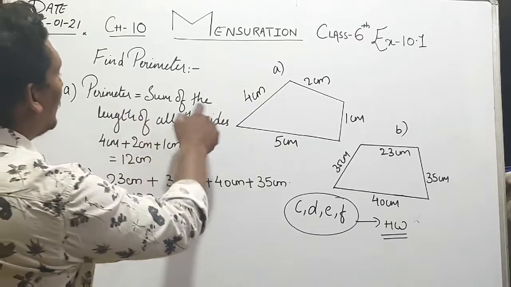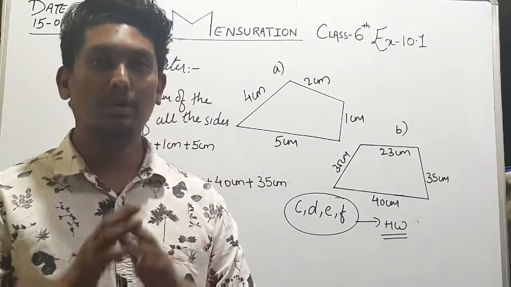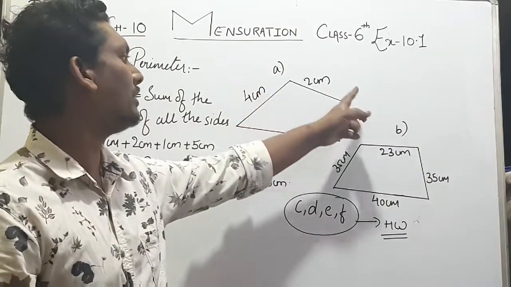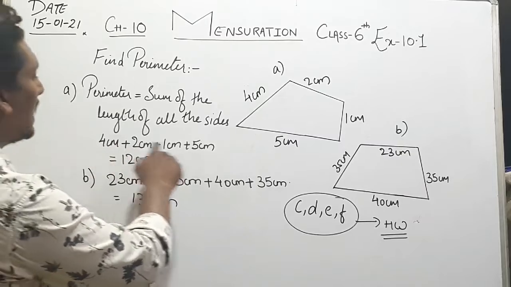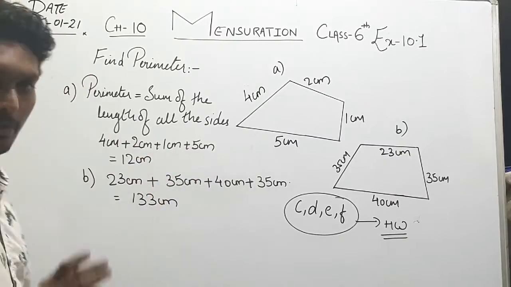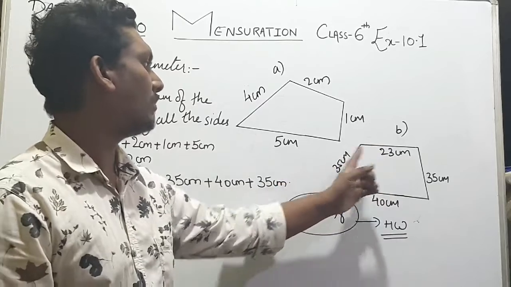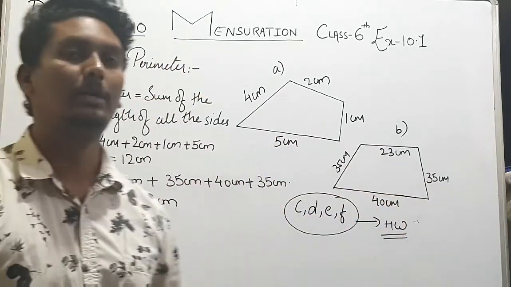Perimeter means sum of the length of all the sides. Sum means plus. We have to add all the numbers in a given side. So 4 centimeter plus 2 centimeter plus 1 centimeter plus 5 centimeter, and the final answer, just add all the numbers, you will get 12 centimeter. Same way, this one, 35 plus 23 plus 35 plus 40. So you will get 133 centimeter.